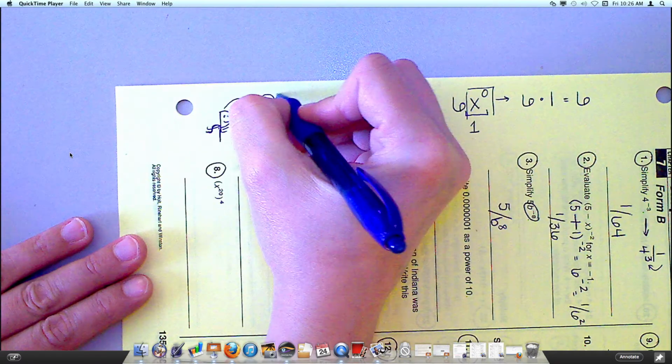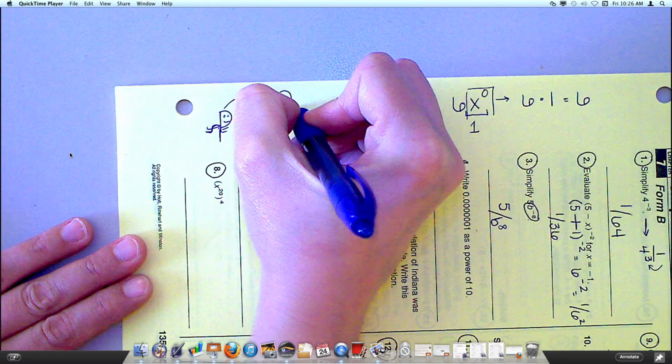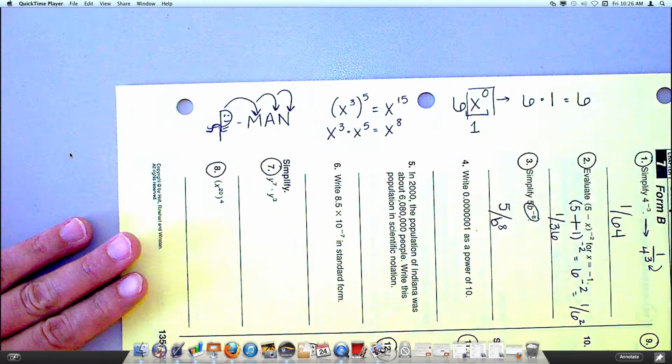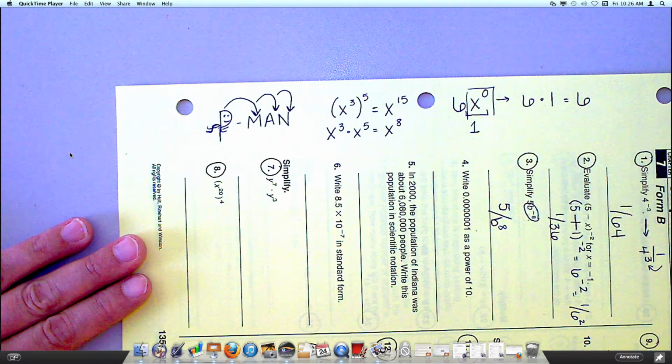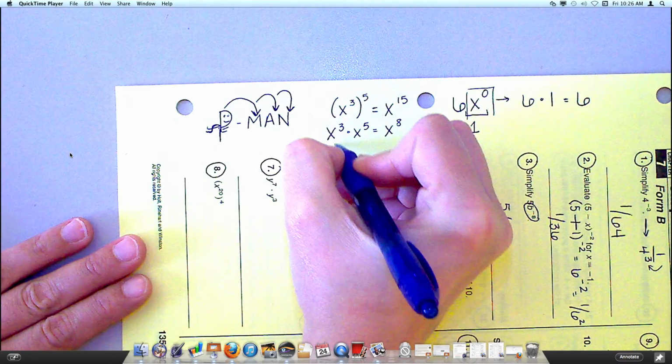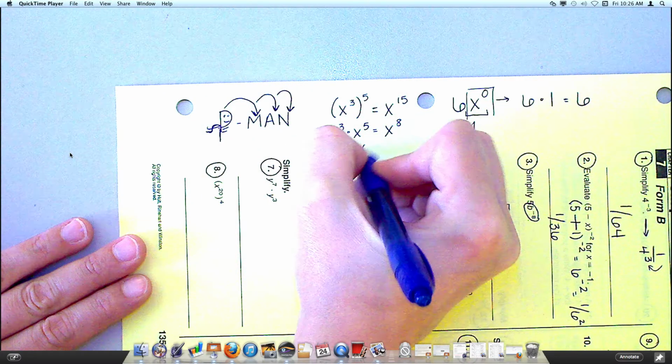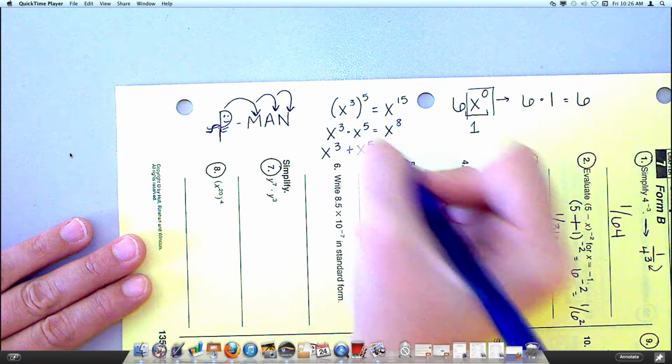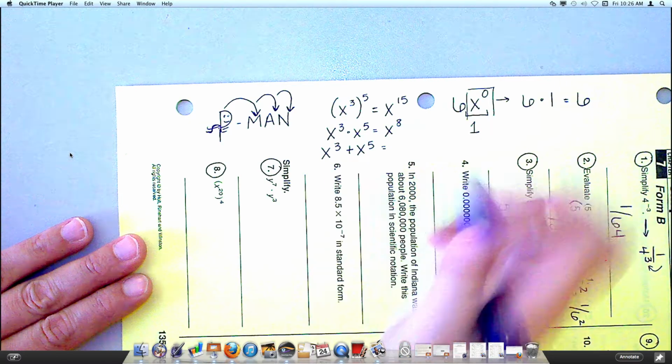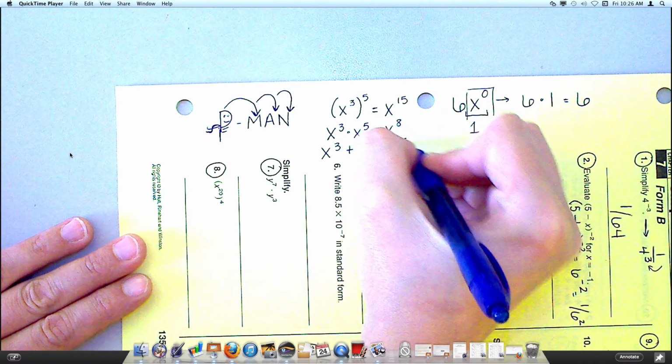And if you're adding two powers together, you do nothing, because they're not like terms. So if I were to try to do x to the third plus x to the 5th, I'm not allowed to do anything because I can't combine those two, so this would just stay x to the third plus x to the 5th.